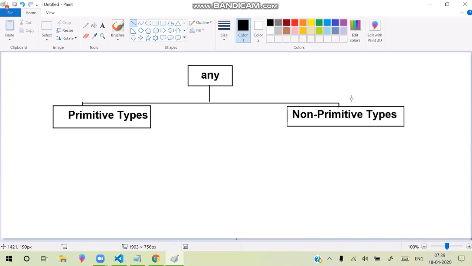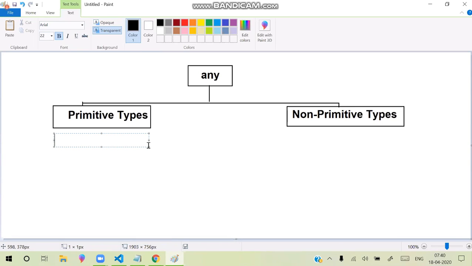What are primitive types and what are non-primitive types? What is the difference between them, and how can we handle those types? This is important. Let's see one important point.